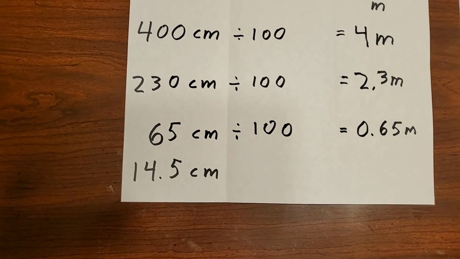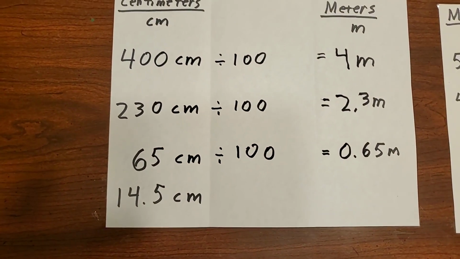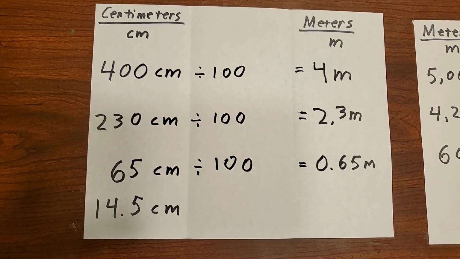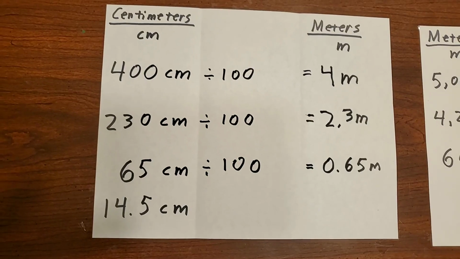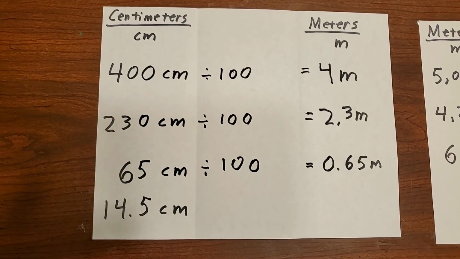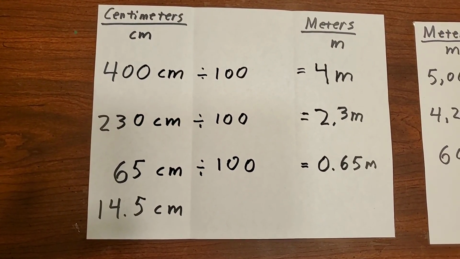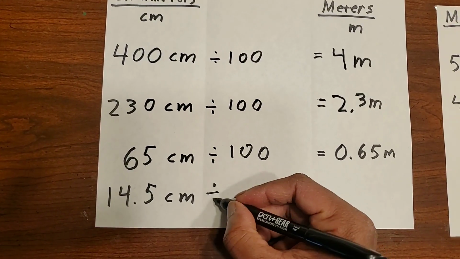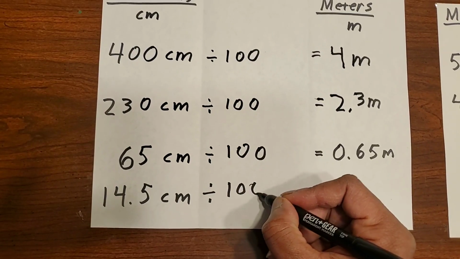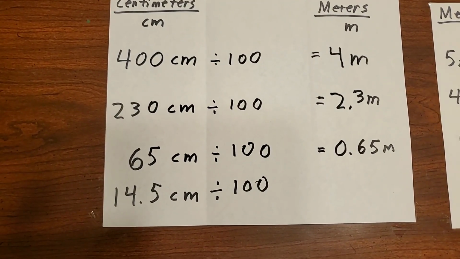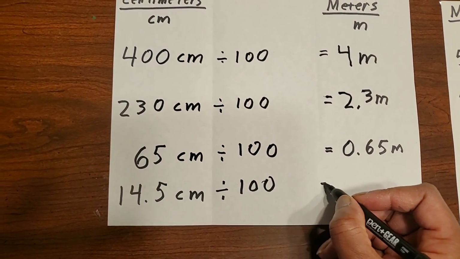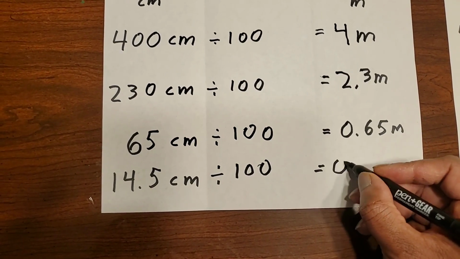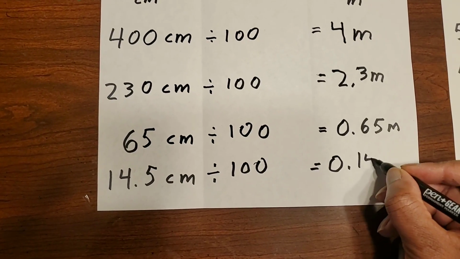Now, here's a different one because this one already has a decimal in it. 14.5 centimeters. We're going to convert this into meters. Even though it's much smaller and it's a decimal number, we're still going to convert it. 14.5 centimeters. If you said I'm going to divide it by 100, you're correct, because there's 100 centimeters in 1 meter. 14.5 divided by 100 equals, if you said 0.145 meters, you are correct.